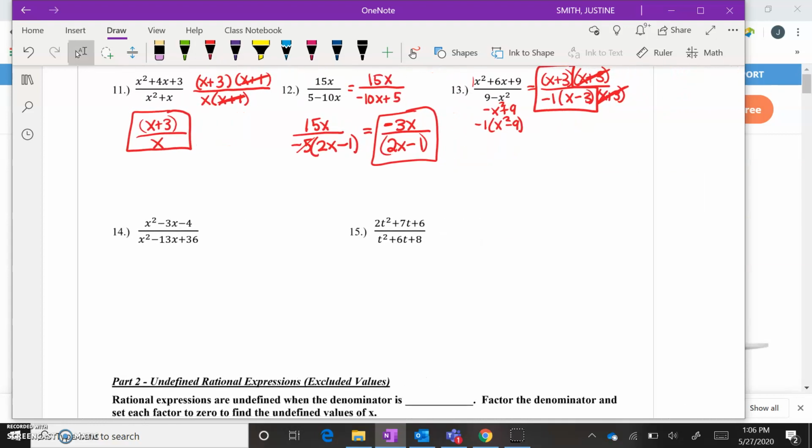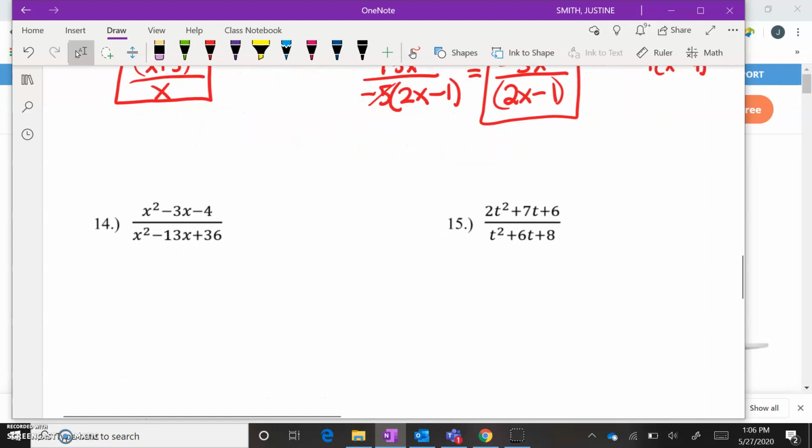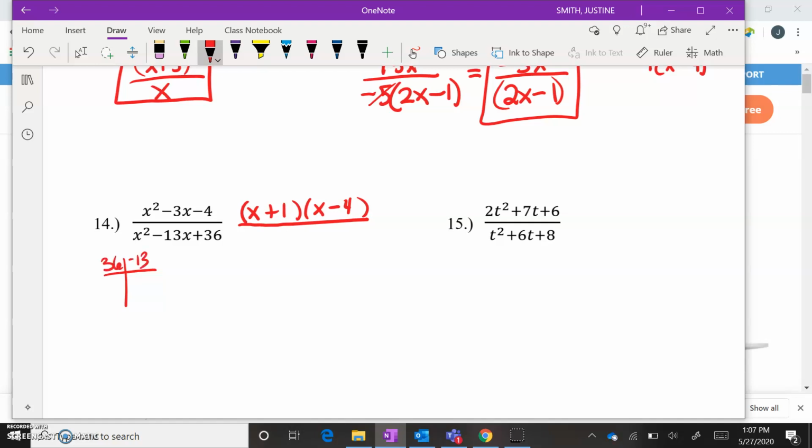All right, number 14, again, easy trinomial on the top there. So what multiplies to -4 and adds to -3? So x minus 4, x plus 1, right, multiplies to -4, adds to -3. And then on the bottom, what multiplies to 36 and adds to -13?